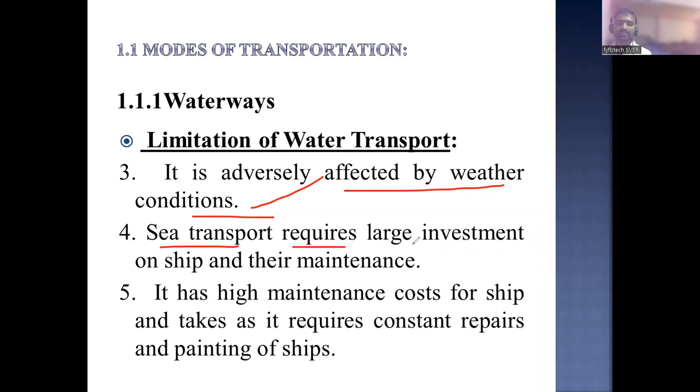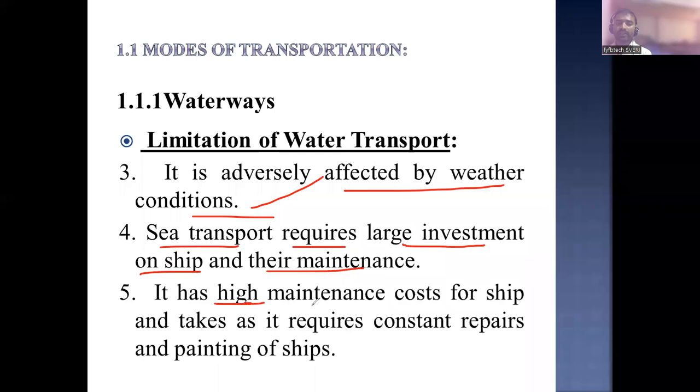Sea transport requires large investments in ships and their maintenance. Yes, the route may be low cost, but the manufacture of a ship is very costly compared to the other modes. If you want to manufacture an aeroplane, it is okay, simple. Or roadway vehicles, two-wheelers and four-wheelers, that's also easy. But the manufacture of one ship is very high in cost. Sea transport requires large investment in ships and their maintenance. In order to maintain it, we need a large amount of money.